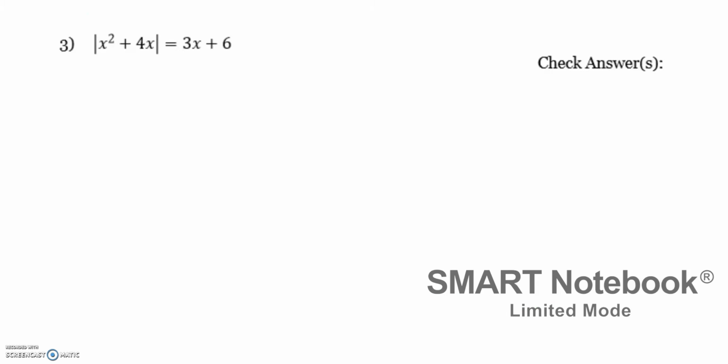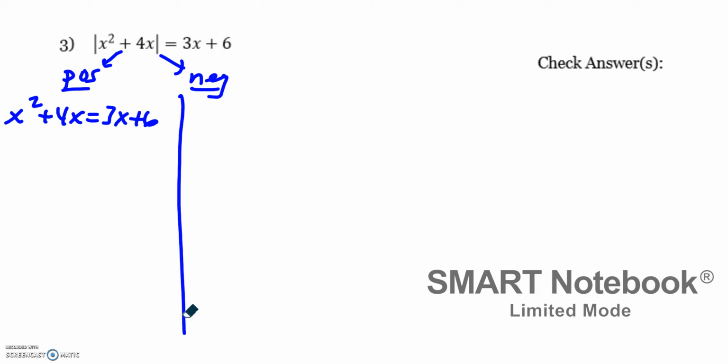The last example here is absolute value, and absolute value equations generally start the same way. You know that whatever is inside an absolute value bar could originally be positive, or what's inside could originally be negative. Either way, your answer would come out as a positive. So either x squared plus 4x, the positive, equals 3x plus 6, or this as a negative number, which we represent as negative x squared plus 4x, equals 3x plus 6. And so we'd have to solve both of these separately.